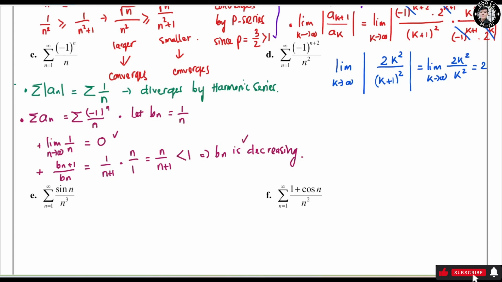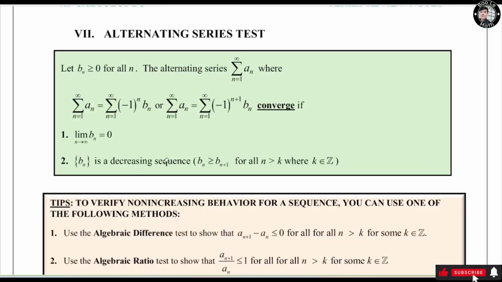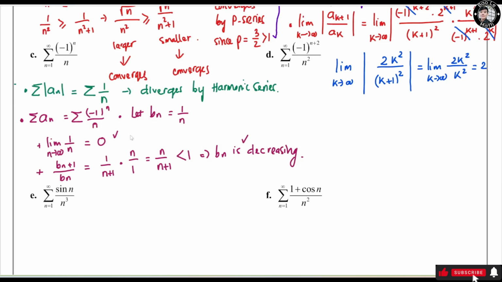So we look at the alternating series test right here. Two conditions are met, so the series converges. So then you can say that a sub n converges by the alternating series test. Alright, so you can conclude that the original one right here converges conditionally.